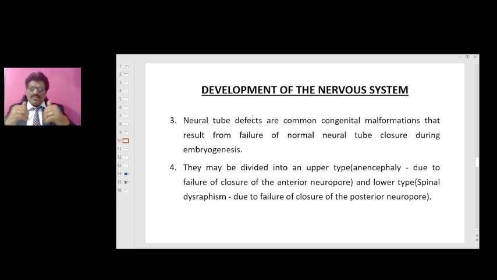If the upper tube does not close, we develop anencephaly due to failure of closure of the anterior pore, and therefore the brain evaginates out. In the lower type, spinal dysraphism, there is a failure of closure of the posterior pore, so the spinal cord comes out of the vertebral column. So in neural tube defects, there can be the upper type, anencephaly, where the anterior neuropore does not close and the brain comes out, or the lower type where the posterior neuropore does not close and the spinal cord comes out.